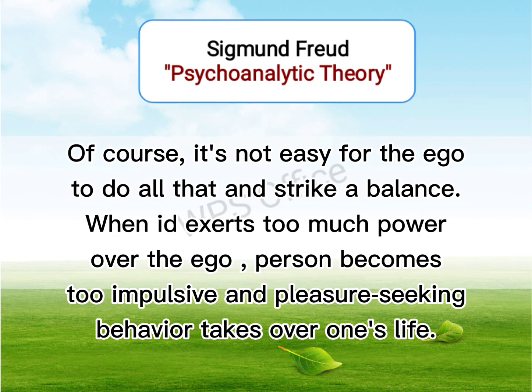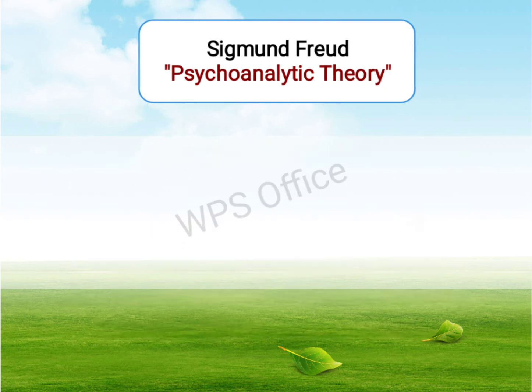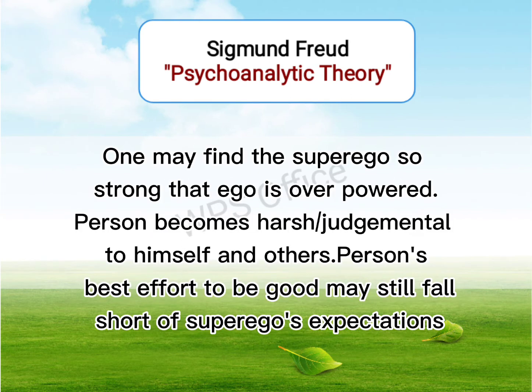If the id exerts too much power over the ego, the person becomes too impulsive and pleasure-seeking behavior takes over one's life. In the opposite direction, one may find the superego so strong that the ego is overpowered. The person becomes so harsh and judgmental to himself and others' actions. The person's best effort to be good may still fall short of the superego's expectations.